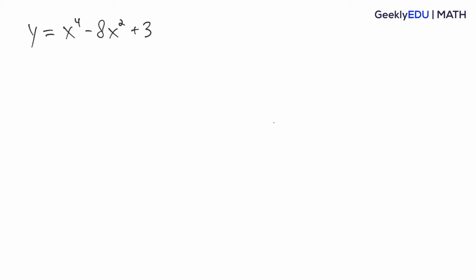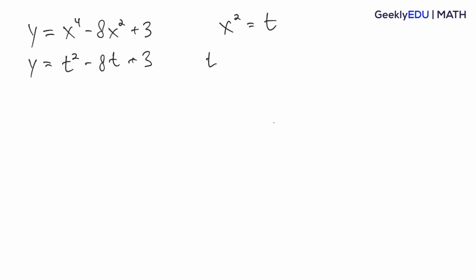So what we can do here is substitute x squared for t. And then if we rewrite it, it'll be y equals t squared, right? Because x to the fourth, so then we need to take t to the second power to get x to the fourth, minus 8t plus 3. And now this is a simple quadratic equation that we know the solution to.